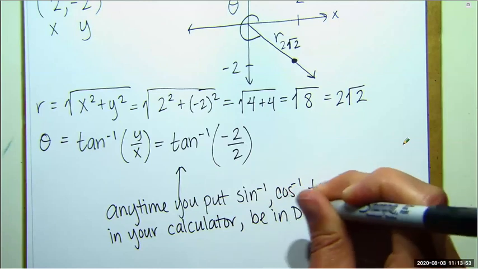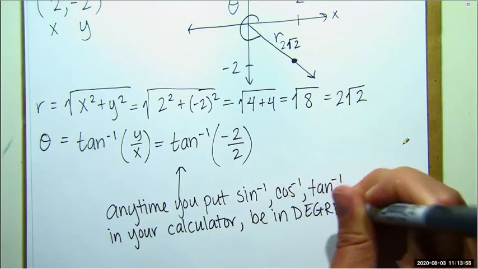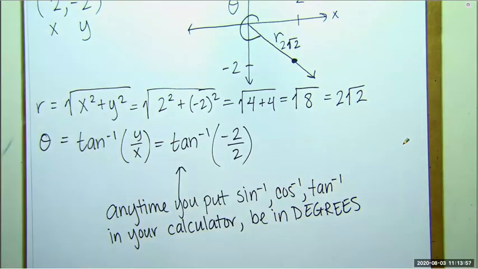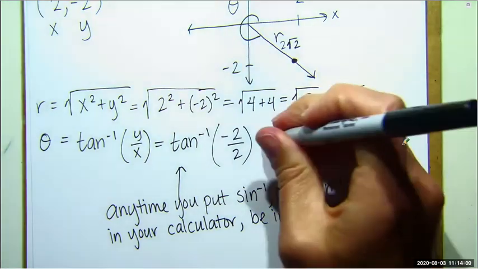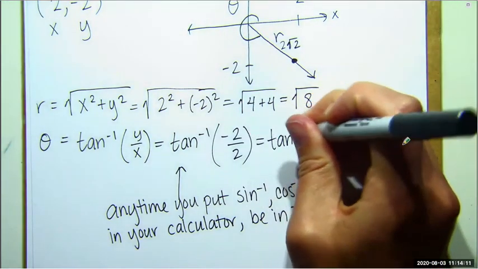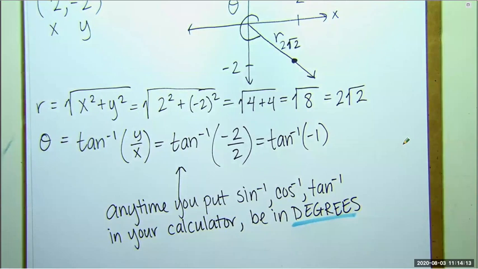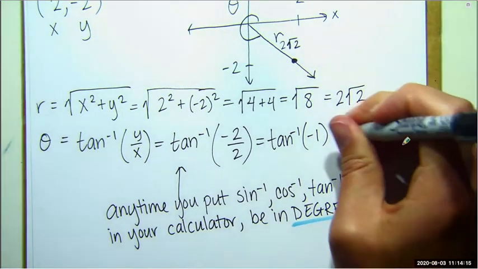This is really, really, really important. If it's in radians, unless you have a super fancy calculator that spits out pi over 4, -pi over 4, you need to be in degrees. Okay, so just for fun, if you have your calculator out, go ahead and try inverse tangent of -1 in radians and try it in degrees.